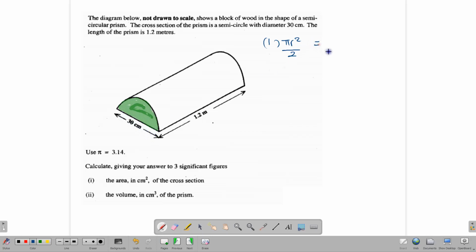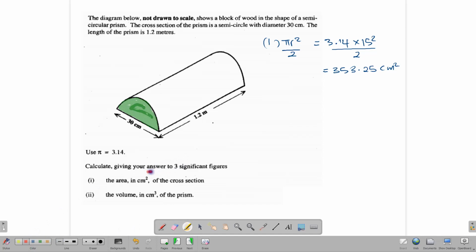So our solution is going to be 3.14, that's what we're using, times the radius square, which is 30 divided by 2, that's 15 square. And that divided by 2 because we want half of it. All right. So punching that into your calculator and dividing by 2, we get 353.25 centimeters square.